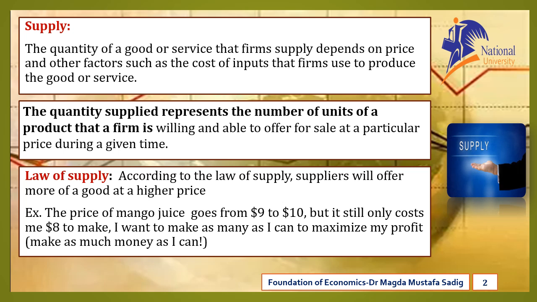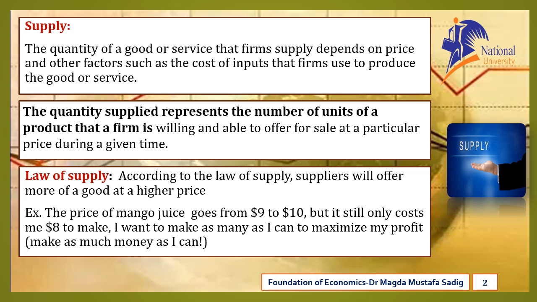According to the law of supply, as the price of a good increases, the quantity supplied also increases. And when the price falls, the quantity supplied decreases, assuming other factors remain constant. This is what we call in economics ceteris paribus. Ceteris paribus is a fundamental assumption in economics that assumes that only one factor is changing and the other factors are kept constant.